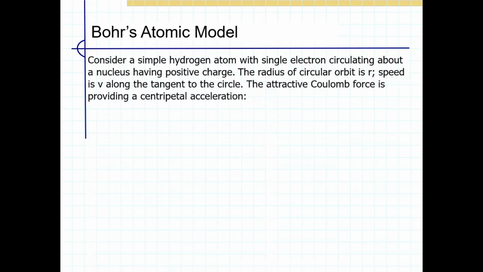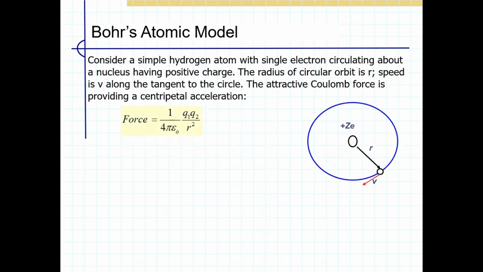So Bohr's atomic model considered a simple hydrogen atom with a single electron circulating about the nucleus, which has positive charge. The radius of the circle is r, and the speed is v along the tangent to the circle, and the attractive Coulomb force is providing the centripetal force, in this kind of arrangement. The force is due to the Coulomb force.